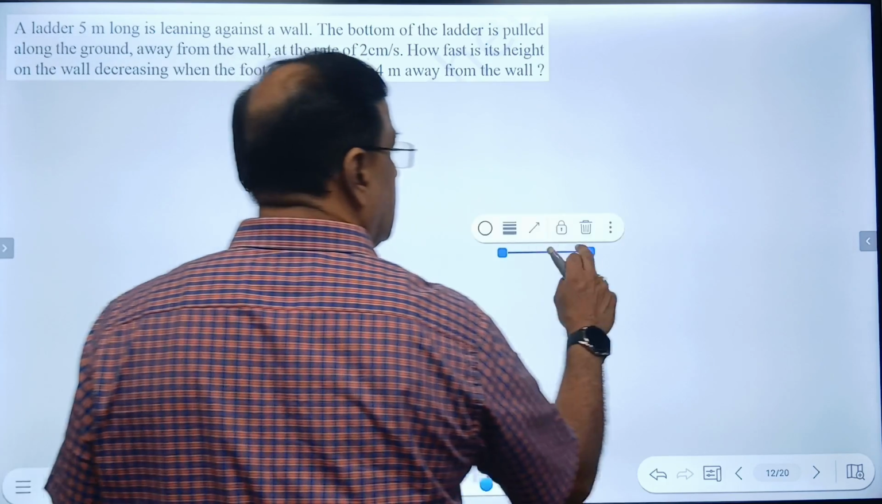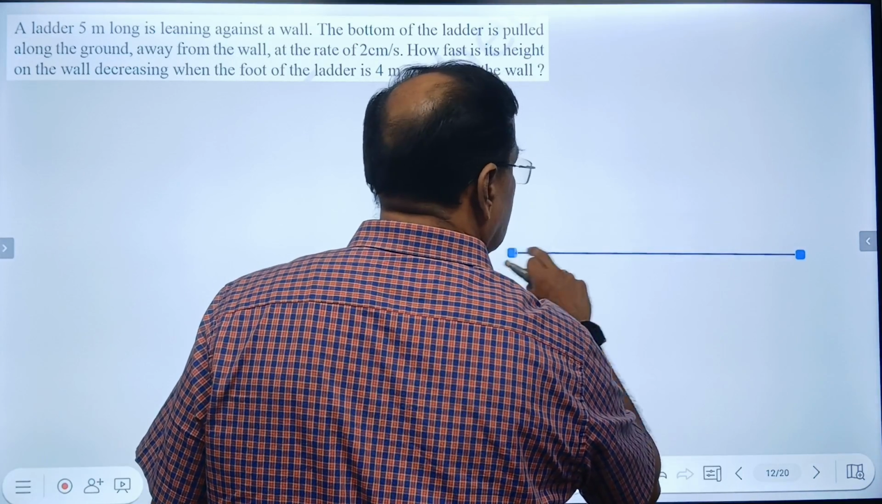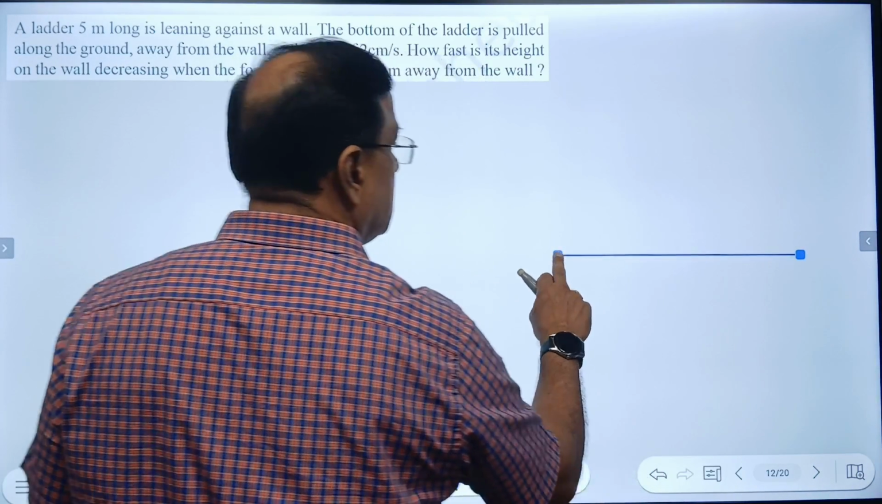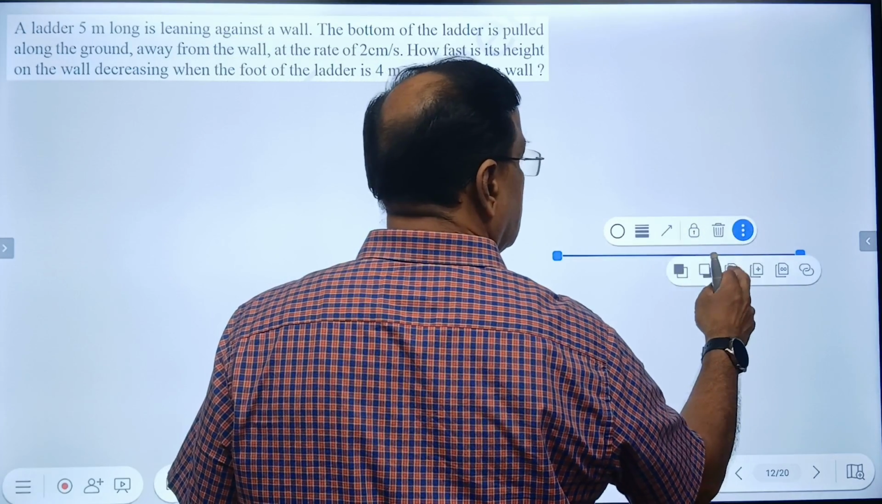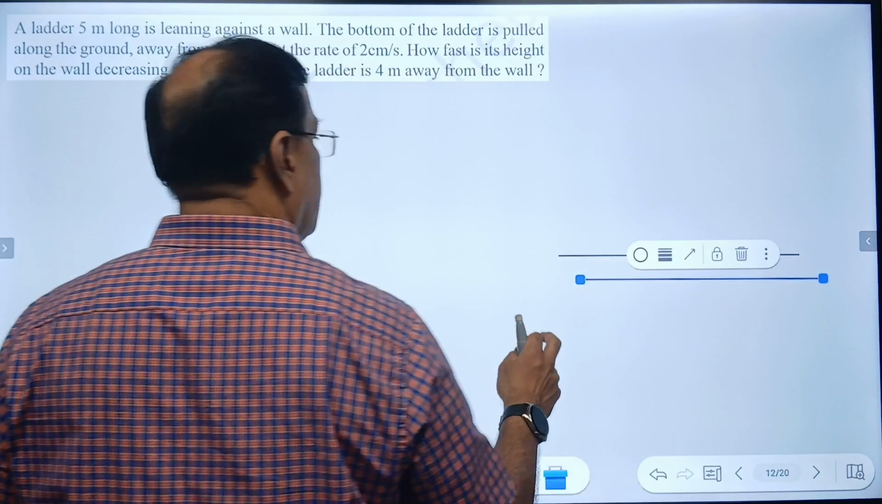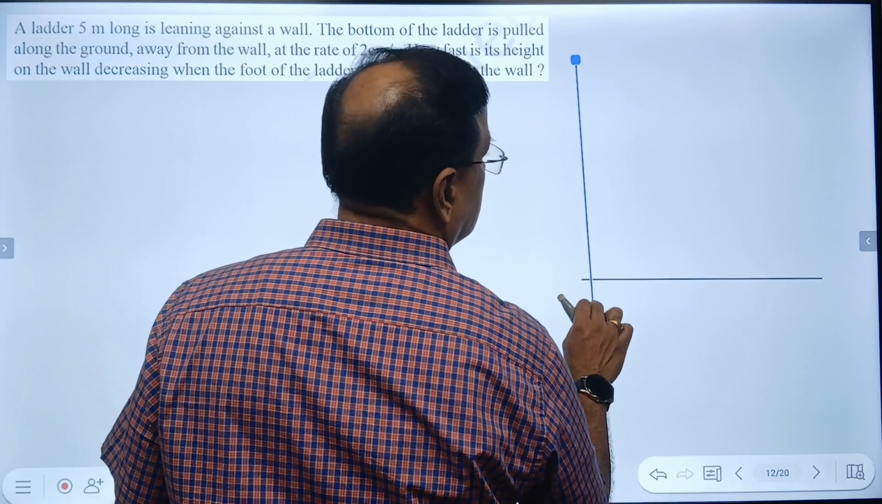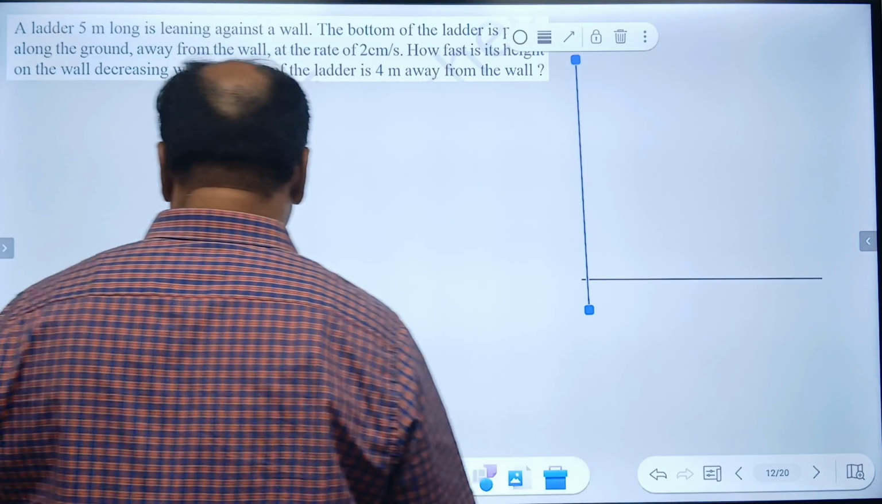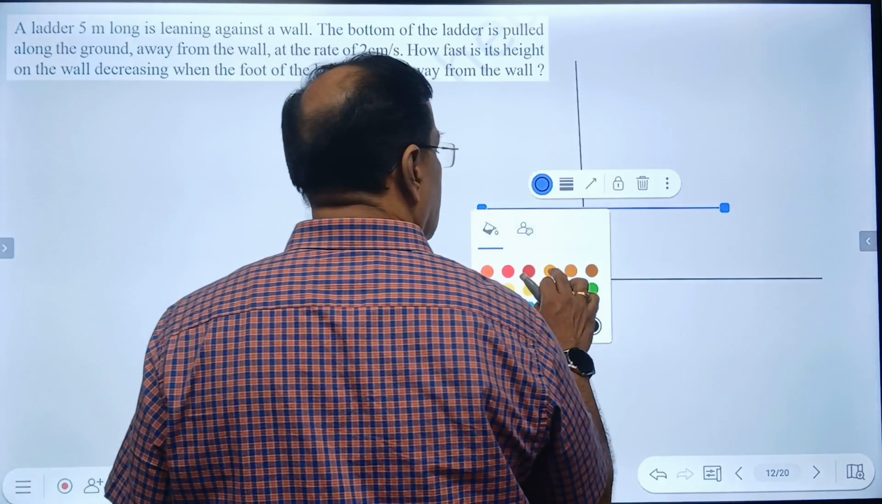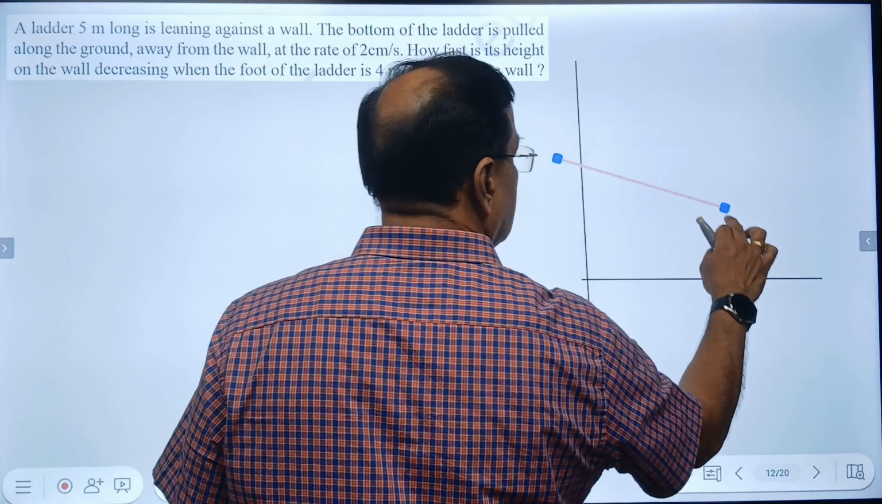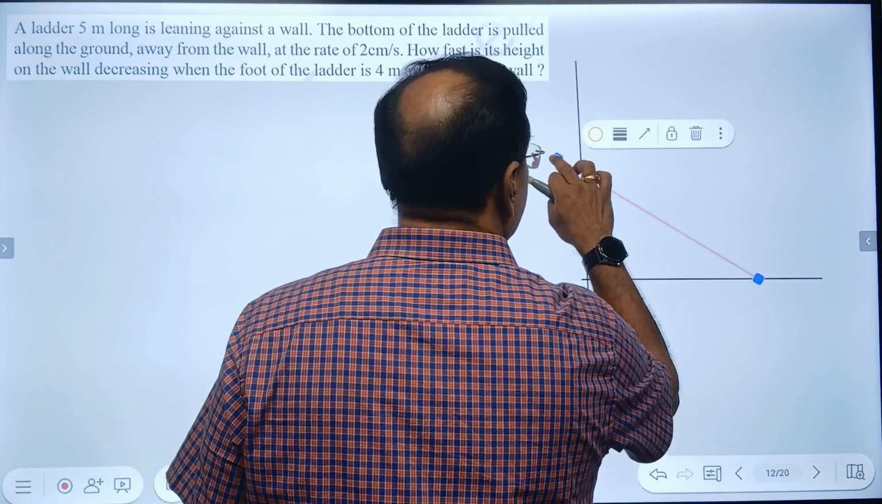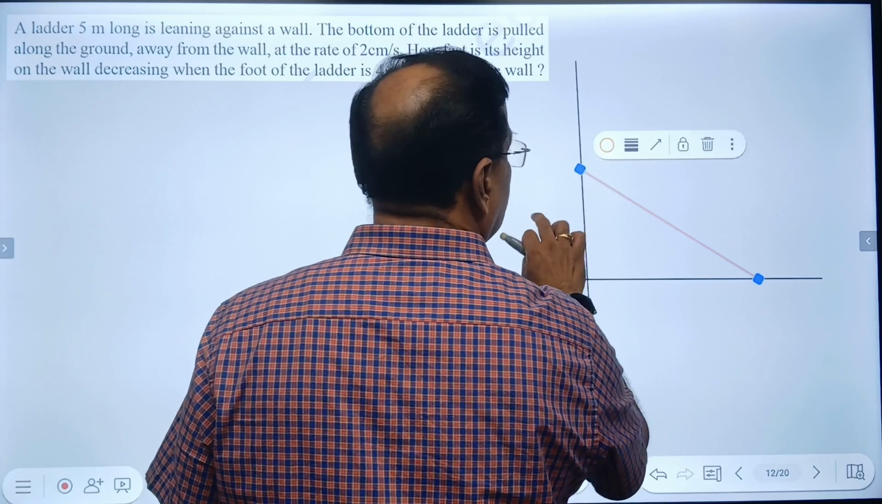So this is my ground, and this is the wall. This is the wall, and this is the ladder. Let me change the color of the ladder, and this is the ladder. The ladder is of constant length.